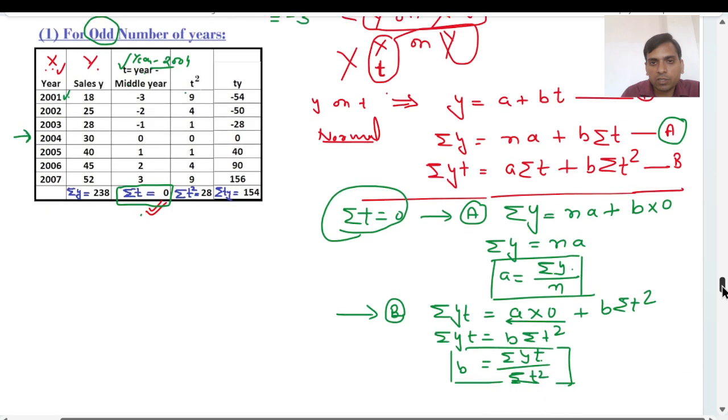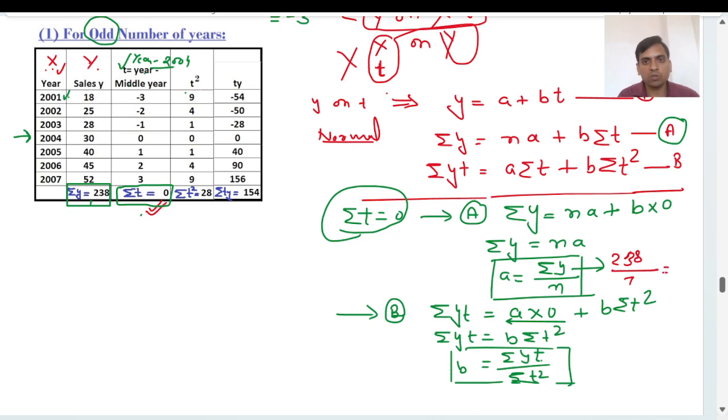Now for the solution of this, you need summation Y. Summation Y is this sales column. We have already calculated this summation Y. This is 238. And now we can put this 238 in this formula. So 238 divided by the number of years, 7 years. So this quantity is 238 divided by 7, which is 34.